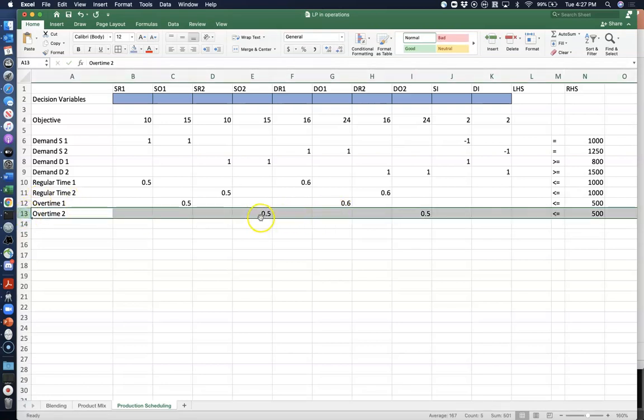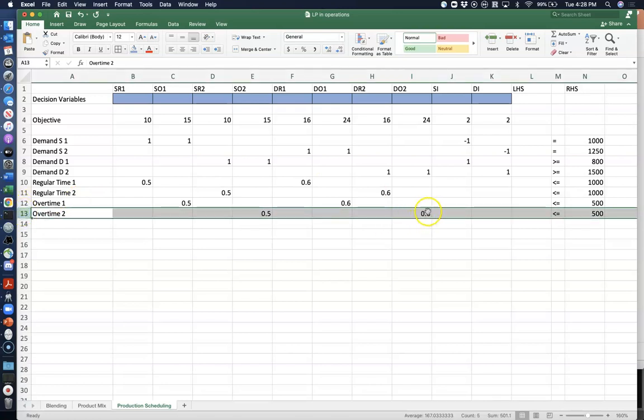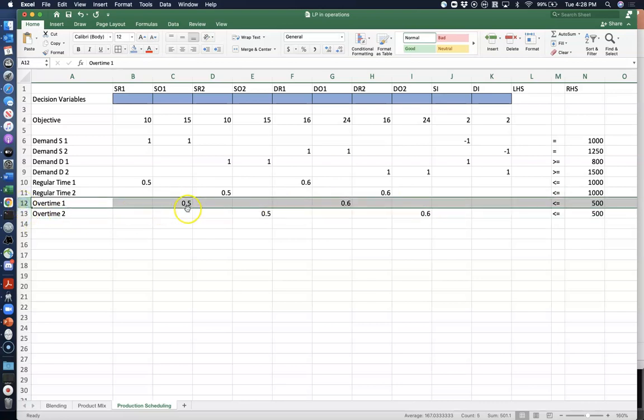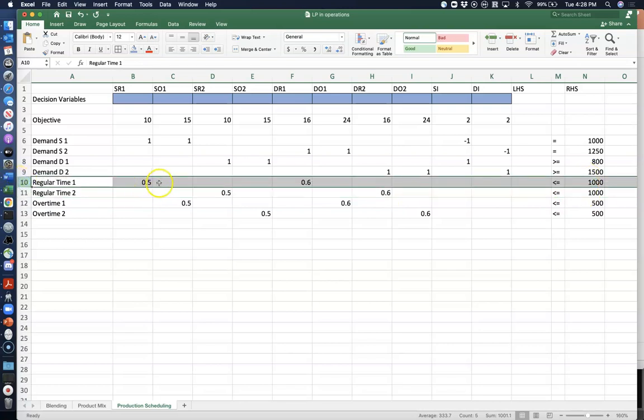Okay, so you're saying 0.5 times SO2 plus 0.6 times DO2 has to be less than or equal to 500 hours. Similarly, first overtime 0.5 times SO1, 0.6 times DO1 less than 500. 0.5 times SR2 plus 0.6 times DR2 has to be less than 1000. Similarly, regular time in the first month 0.5 times SR1, 0.6 times DR1 is less than 1000.